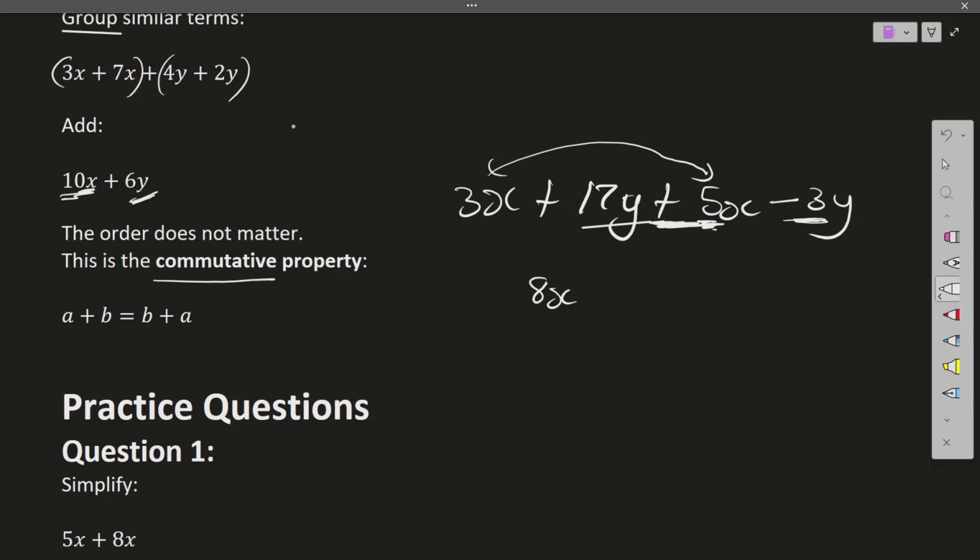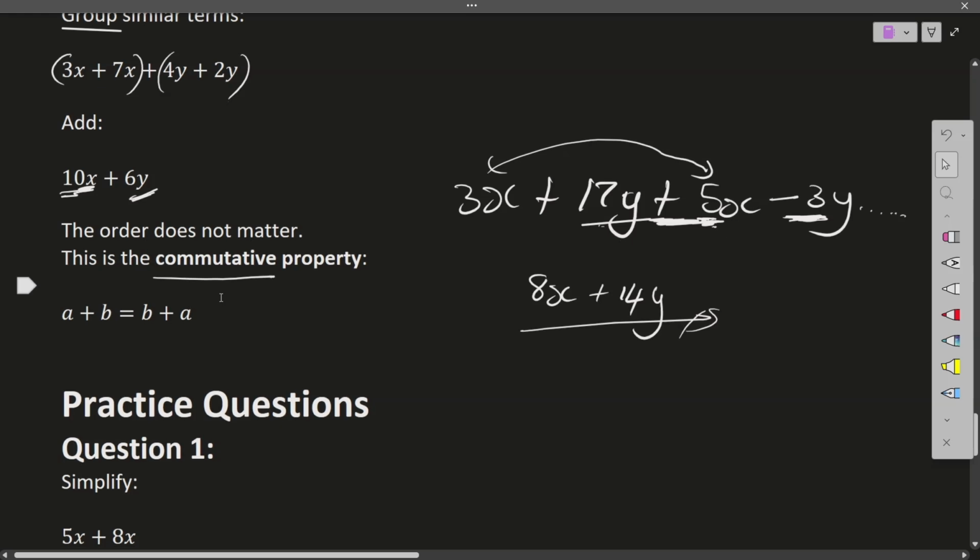And 17y minus 3y. All you have to know is the sign of the coefficient. So that is 17 minus 3, which is 14y. The answer is a positive 14, since 17 minus 3 makes a positive 14. So this will be your final answer. It is the commutative property. It means you can add or subtract in any order, even if you had a large expression.